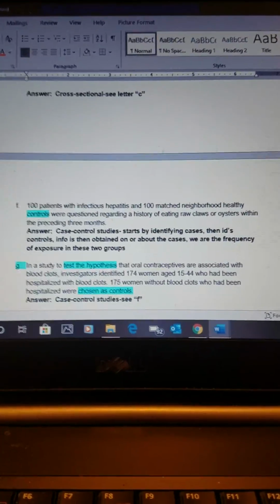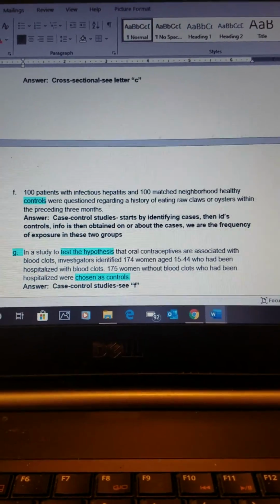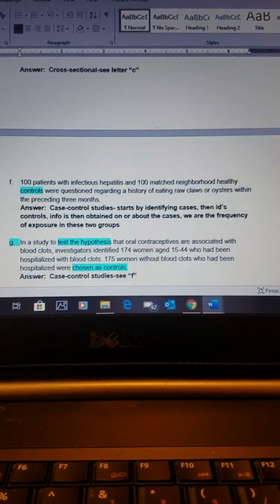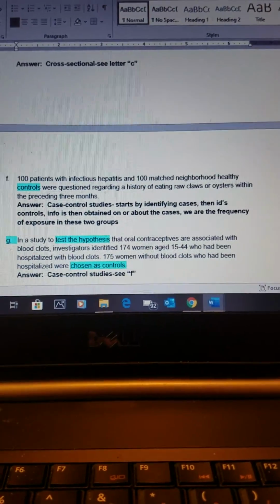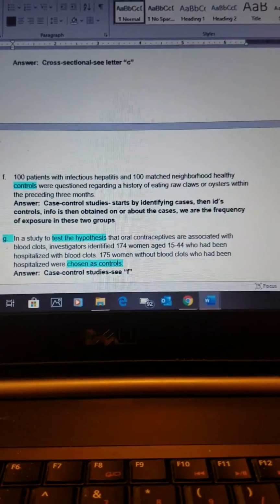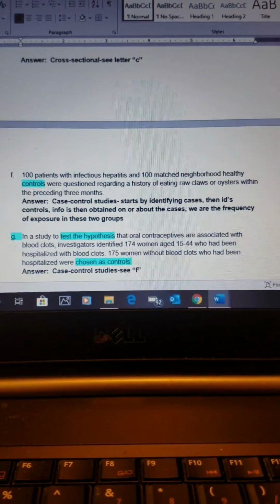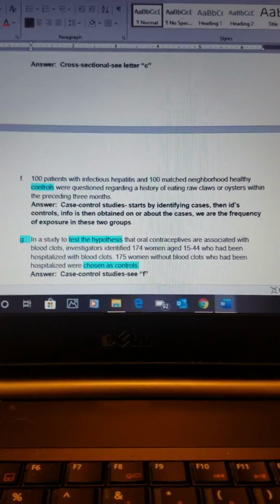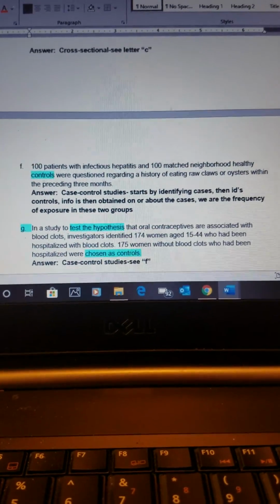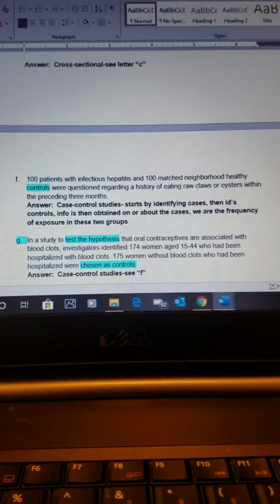F, 100 patients with infectious hepatitis and 100 matched neighborhood healthy controls were questioned regarding a history of eating raw clams or oysters within the preceding 3 months. So there, I put case control because we're looking at controls. That is the only reason I think that would be case control. With case control studies, we start by identifying cases and then we identify controls to match those cases.